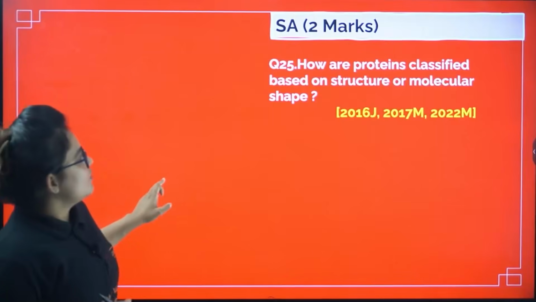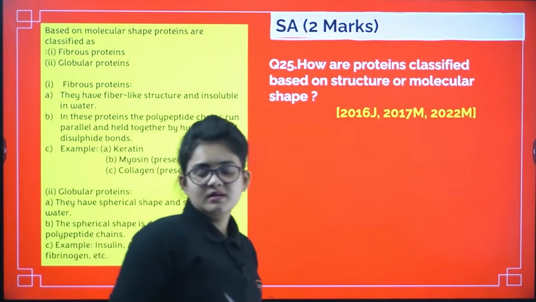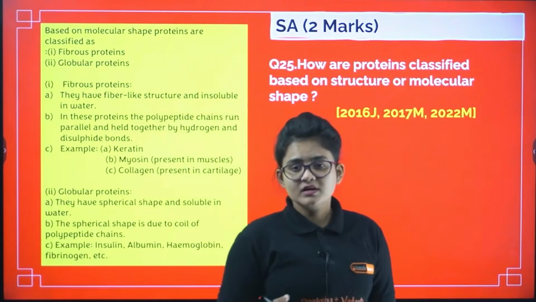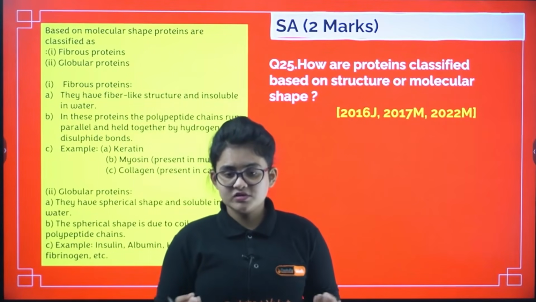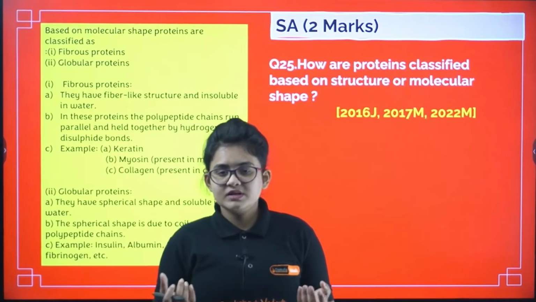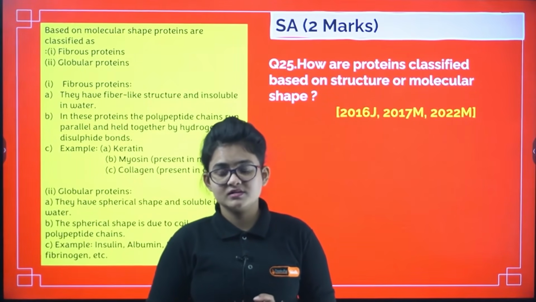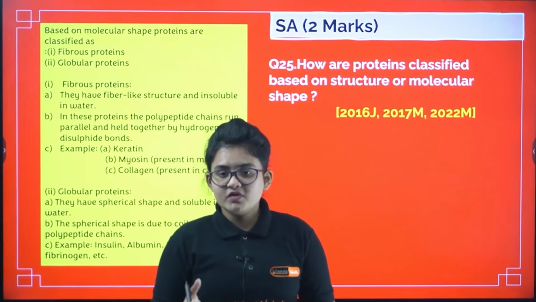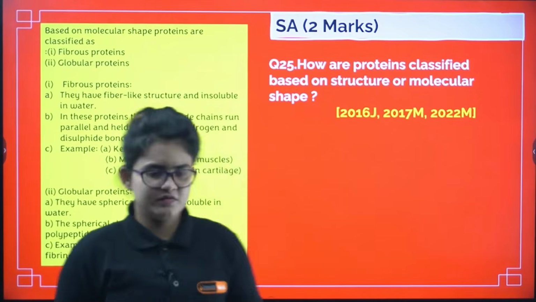Next, how are proteins classified based on their molecular shape? They can be classified into fibrous and globular. Fibrous you can explain in accordance with their structure, solubility, presence. Some examples you can give: keratin, myosin, collagen. For globular proteins you can explain the shape of it, and give some examples like that. That will be more than enough.